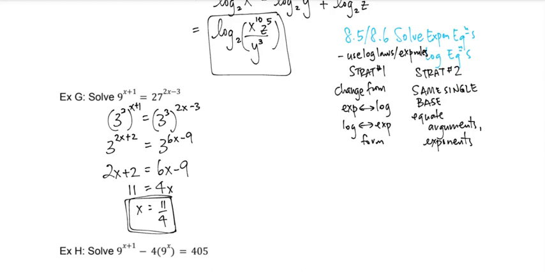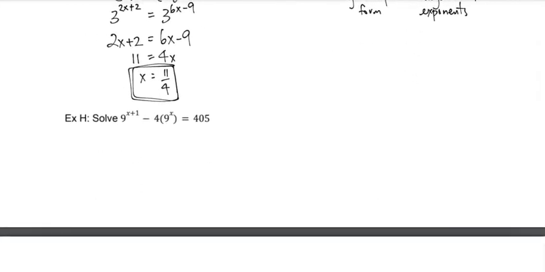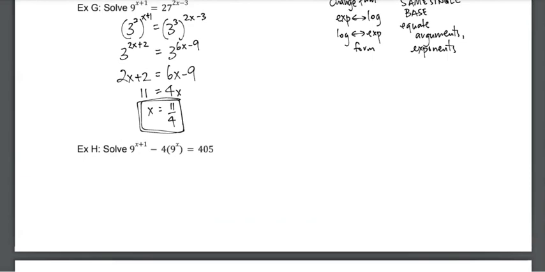Okay? So for the next one, again, we're solving exponential. Here we have to use that exponent rule. I've got 9 to the x plus 1 minus 4 times 9 to the x, so this is a little more complicated than the other one. I don't have just an exponent on either side. I've got a number there as well. So I'm going to try to put it all into one exponent. This 9 to the x plus 1 is actually 9 times 9 to the x using the exponent rule. Minus 4 times 9 to the x equals 405.